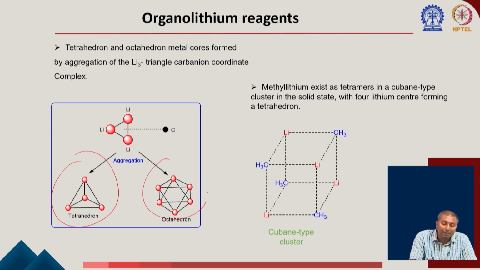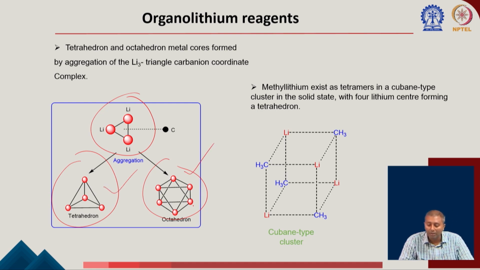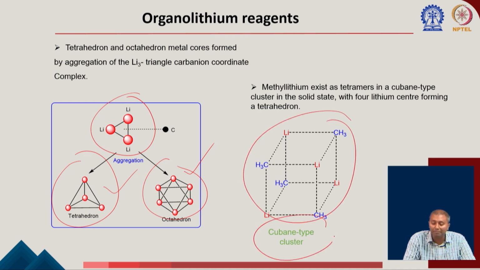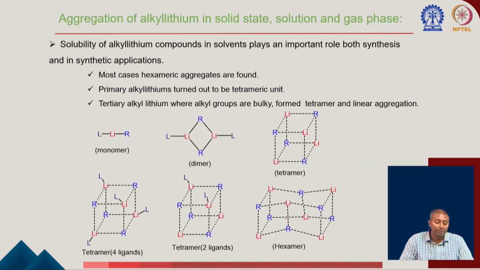So here is a lithium 3 triangle, and after the lithium 3 triangle you will see different types of solvent forming these aggregates and forming different shapes. It could be a tetrahedron or an octahedron, or, in the case of methyl lithium, you will end up seeing something like cubane-type clusters. Okay.